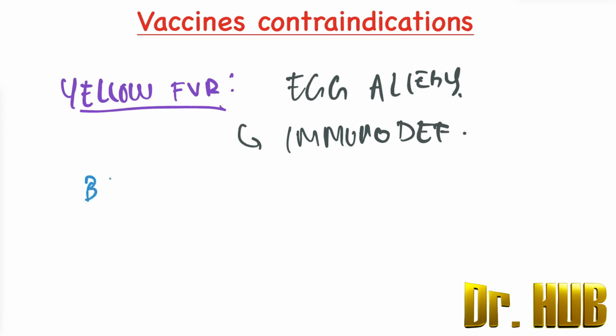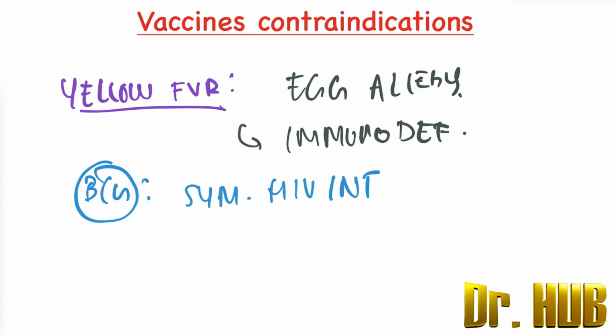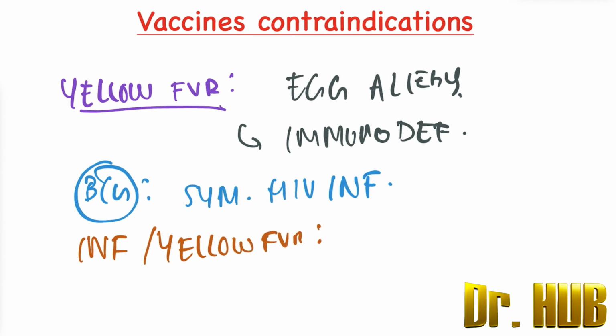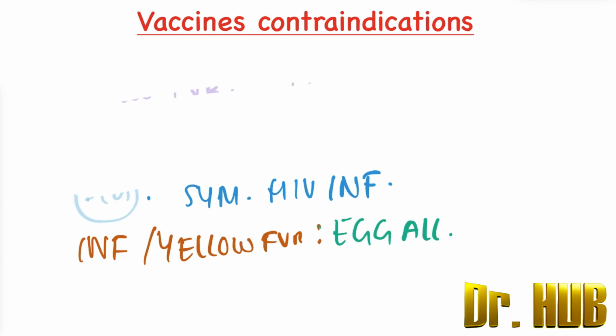Then we move on to the BCG. Under BCG, there is symptomatic HIV infection. And then we move on to the influenza as well as the yellow fever. So this includes the egg allergy. The contraindication is the egg allergy. In BCG, it was a symptomatic HIV infection.